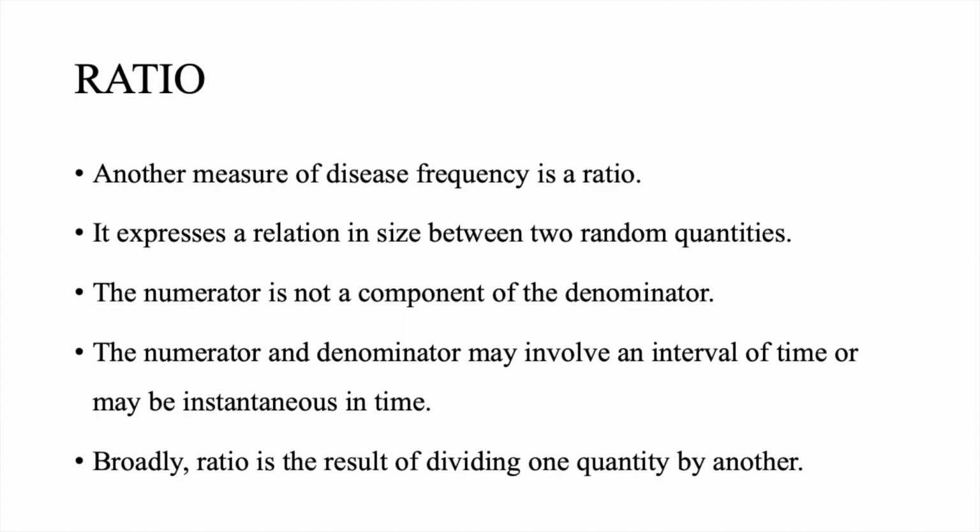Then comes the ratio. It expresses a relation in size between two random quantities. The numerator is not a component of the denominator. The numerator and denominator may involve an interval of time or may be instantaneous in time. Broadly, ratio is the result of dividing one quantity by another.